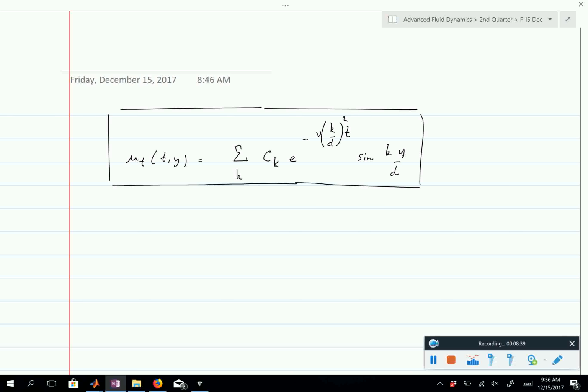The important thing here is to see that you will identify those constants by going to the initial condition. Right? So when t equals 0, you have this sum of ck's, exponentials are all zeros, times sines of ky divided by d. Right? And here you just need to essentially take the Fourier series of your initial condition to identify the ck's. You may have seen that before.